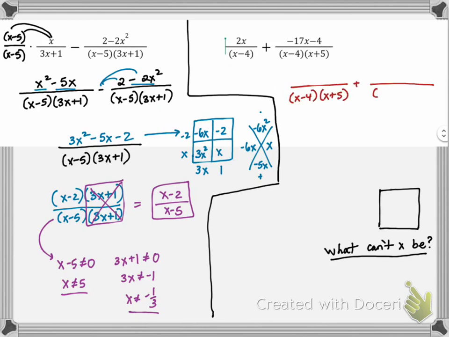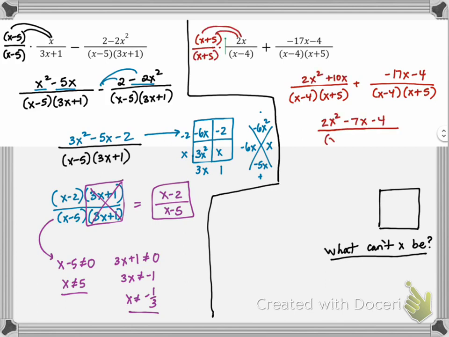So that common denominator needed an x minus 4 and an x plus 5. Second fraction already had it. First one just needed an x plus 5. So I distributed that 2x in to both the x and the plus 5. And then combine everything into one fraction, this time with addition in the middle. So the only thing I needed to combine was this 10x and this negative 17x.